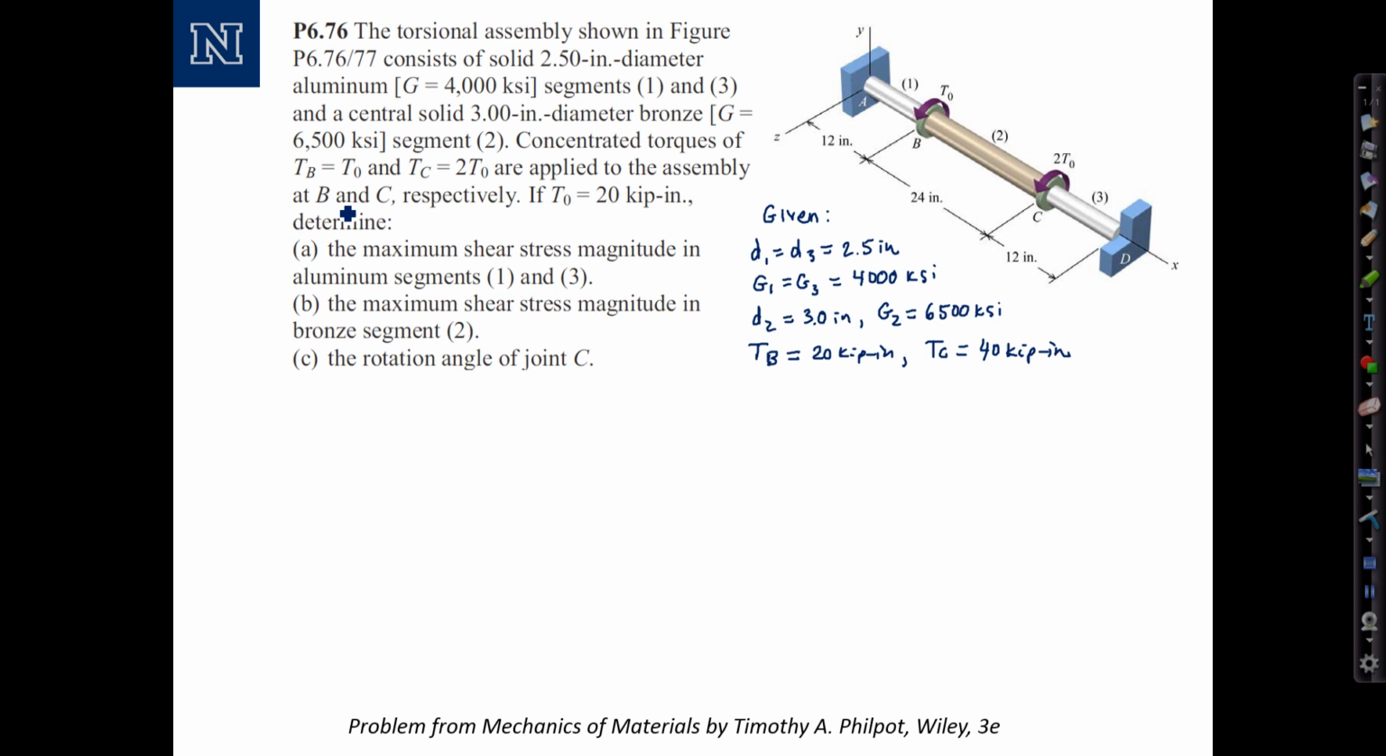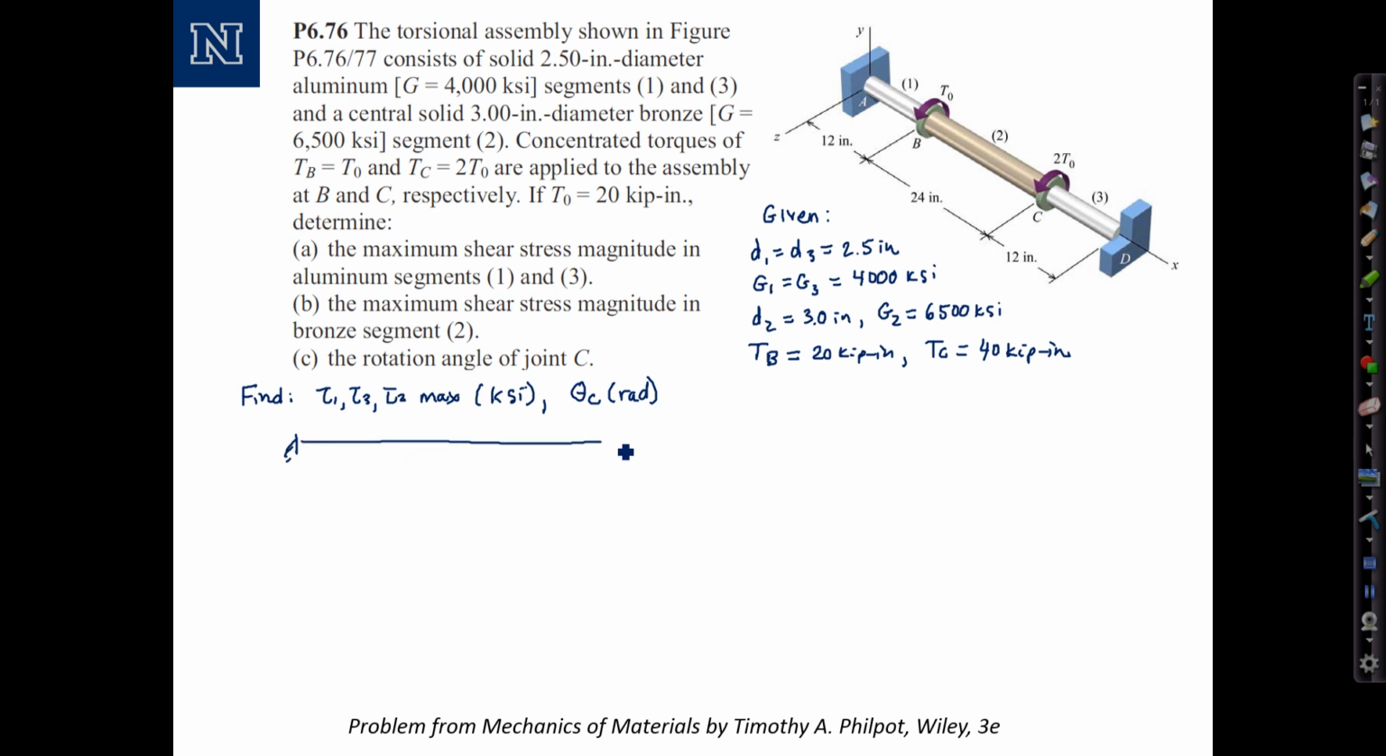Okay? We're asked to find the maximum shear stress in segments 1 and 3, maximum shear stress in the bronze, segment 2, which I'll summarize as T1, T3, and T2 max. Know that T1 and T3 will be the same. Since our working units are kips and inches, we'll find those stresses in KSI. We're also asked to find the rotation angle at joint C, which I'll call theta C, and natural units would be radians.